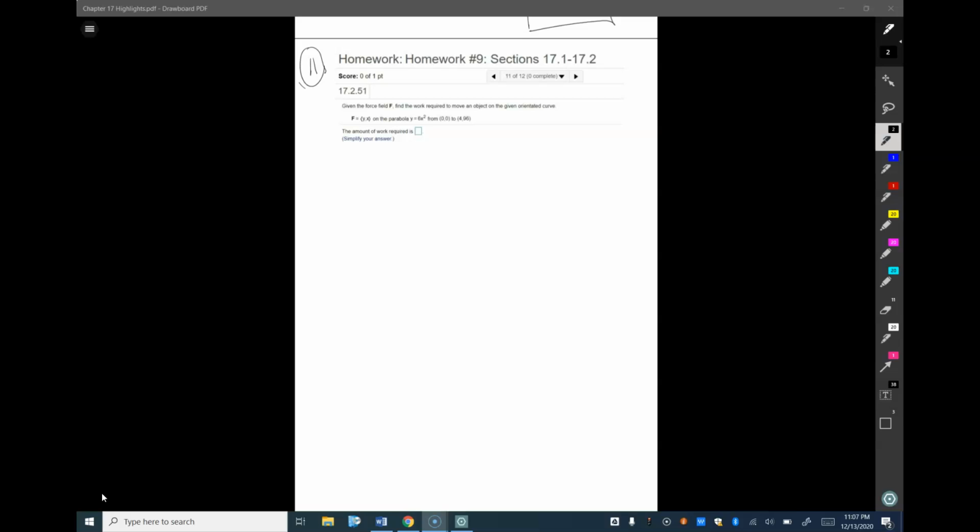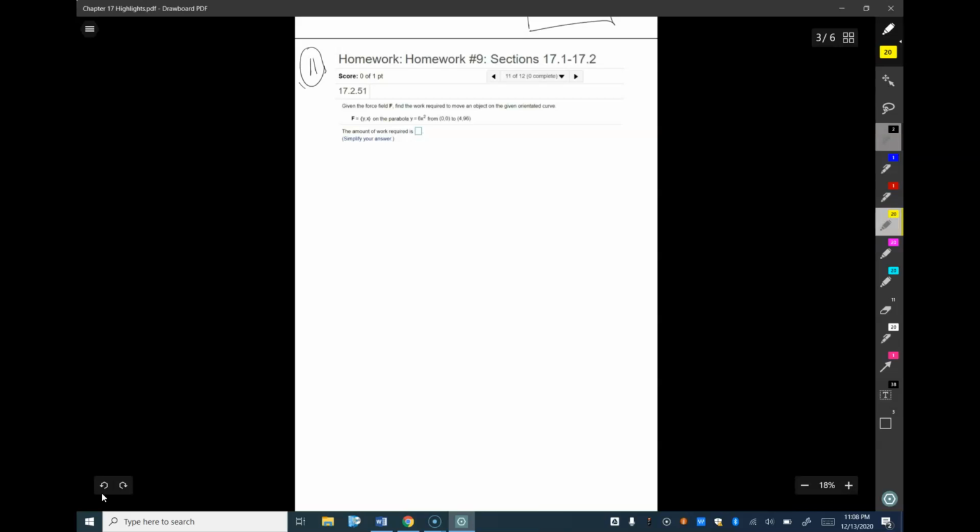Number 11 in the homework is given to us in a very different format. It says, given the force field F, find the work required to move an object on the given oriented curve. And they give us F is the vector field with components y comma x. And the curve is the parabola y equals 6x squared from 0, 0 to 4, 96. So this one also is a line integral, but it's being asked in a different way, and it's giving us a different set of information.